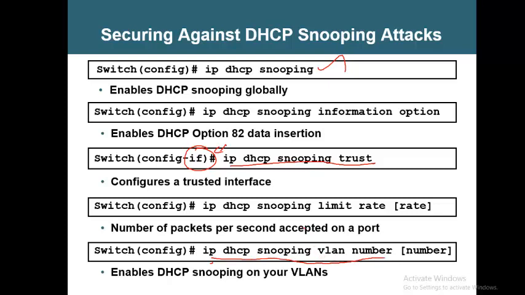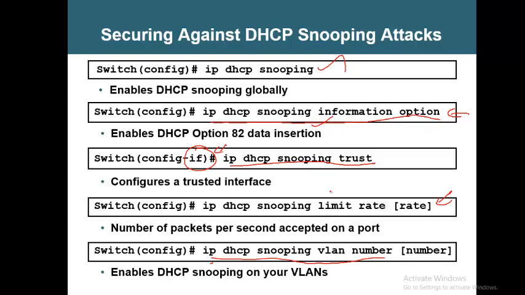This is an optional command. In some versions of operating systems, you need to do this command so that the DHCP snooping information will be carried in the layer 2 extension field called option 82. But nowadays it is enabled, you don't need to do that.